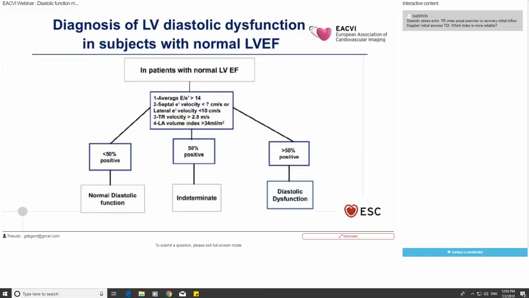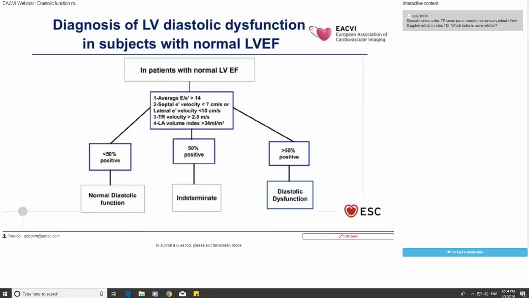Once this information is acquired, we can then move to Doppler parameters. In fact, the current recommendations make the point that we can start by measuring four key or principal parameters related to various pathophysiological aspects of diastole. So we talk about E prime as a measure of myocardial relaxation that is crucial for the presence of diastolic dysfunction. Left atrial volume index is a parameter of structural changes that I've just mentioned. The ratio of E over E prime is a measure of filling pressures, and TR velocity is a measure of pulmonary pressure. So we measure four main parameters.